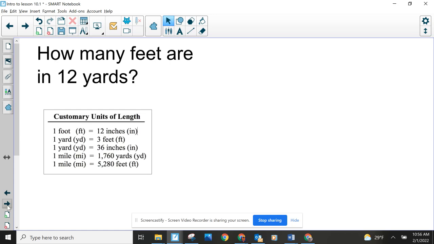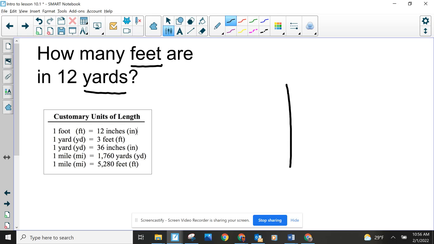So we have an example here where we're being asked how many feet are in 12 yards. So the first thing we want to do is identify the two units that we're being asked to convert. We have feet and yards, and we're going to put those first into a T-chart. So we're going to draw that T-chart, and on one side we're going to put our feet, and on the other side we're going to put our yards.